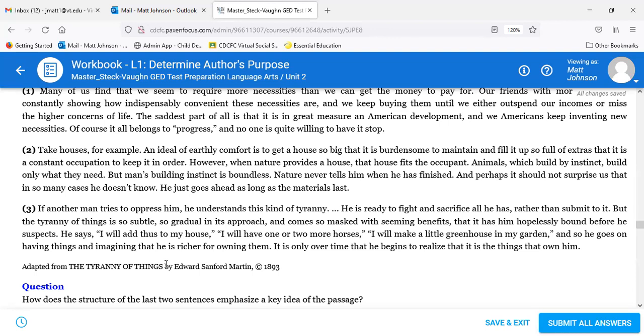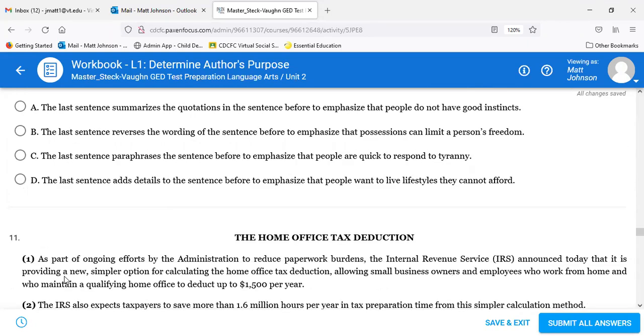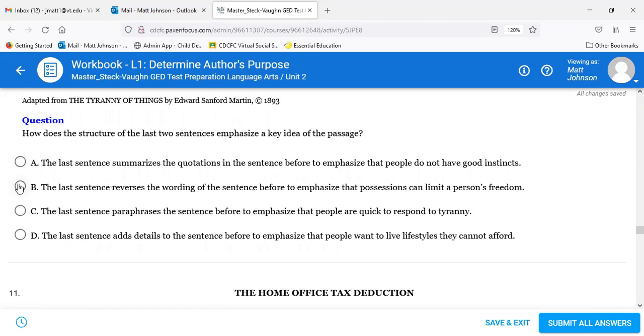So if you look there, he says, I will add thus to my house. I will have 1 or 2 more horses. I will make a little greenhouse in my garden. And so he goes on having things and imagining that he is richer for owning them, right? So that's the whole idea there. It's like, I am adding more to my house. So this next sentence says it is only over time that he begins to realize that it's his things that own him. Basically, that's what it's going for there. So 10, B as in boy.